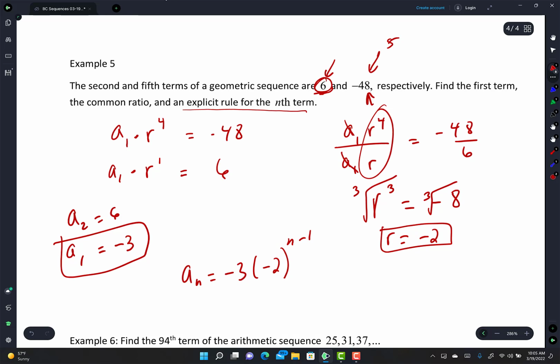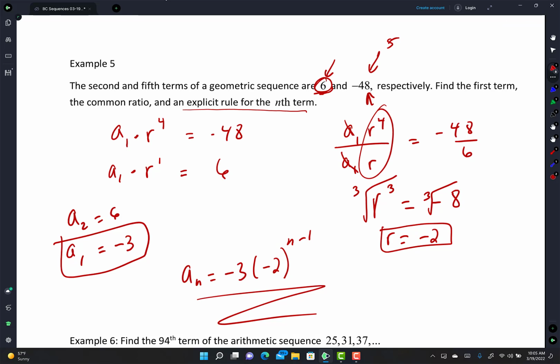Check it on this one. What was that? The fifth one? Check the 5. 5 minus 1 is 4. Negative 2 to the 4th power is a positive number. 2 times 2, 4. 4 times 2, 8. 8 times 2, 16. 16 times negative 3. Yeah, negative 48. It works. We're done. There it is. Cool or not cool?